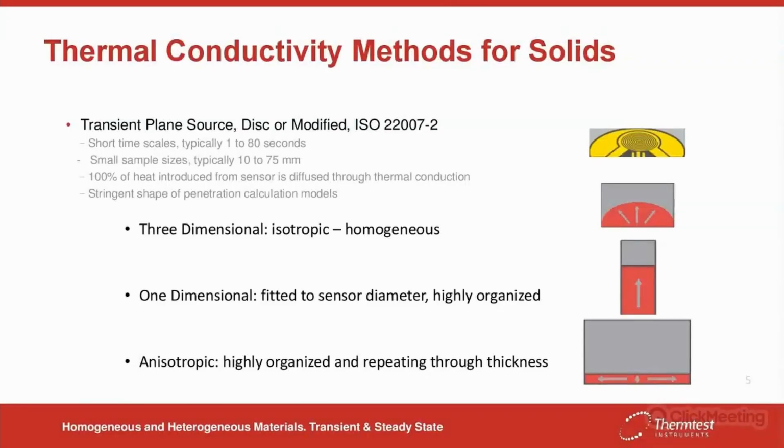So the two most popular groups of methods for solids, in the transient spectrum, are transient plane source type sensors. Whether they are a disk or a modified version of the disk, their timescales are transient, typically 1 to 80 seconds. Small sample size, again on a scale of 10 millimeters to an inch or an inch and a half. The assumptions from the theory are that 100% of the heat introduced from the sensor diffuses in the material through conduction. There's a stringent shape of penetration based off calculation models. That would be three-dimensional.